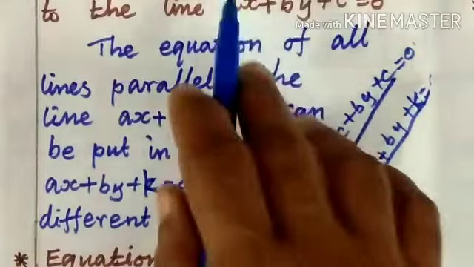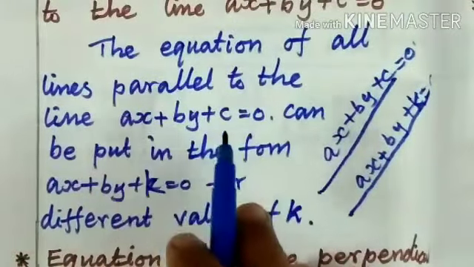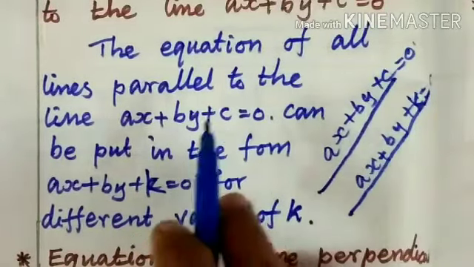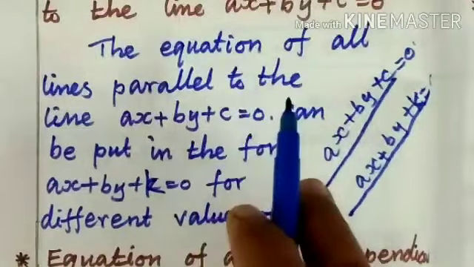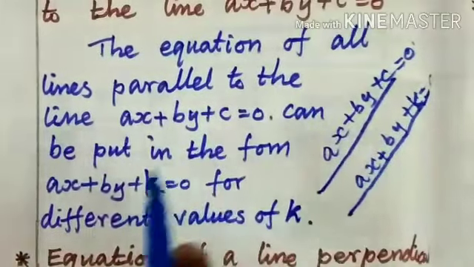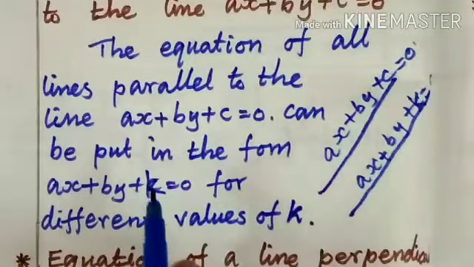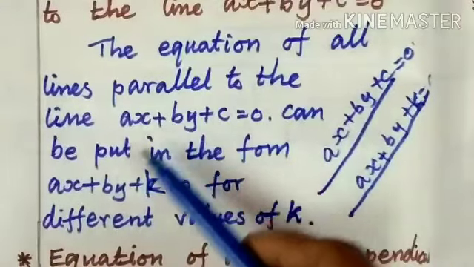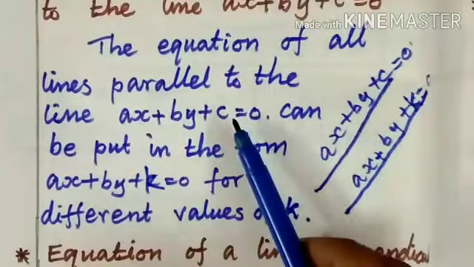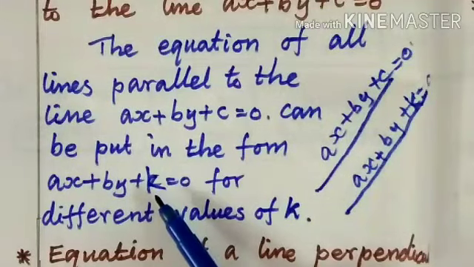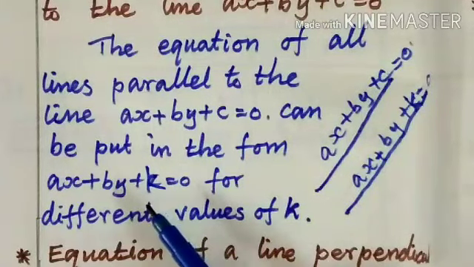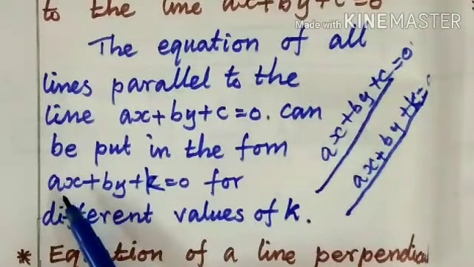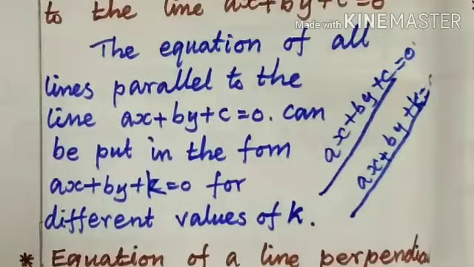Therefore, the equation of a line parallel to the given straight line, that is ax plus by plus c is equal to 0, is ax plus by plus k is equal to 0. So, write x and y coordinates as they are, change the constant term alone, that is k. This is the formula for the equation of a line which is parallel to the given straight line.